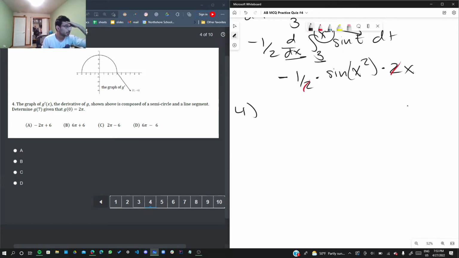4. The graph of g prime of x, the derivative of g, shown above is composed of a semicircle and a line segment. Determine g of 7 given that g of 0 equals 2 pi.